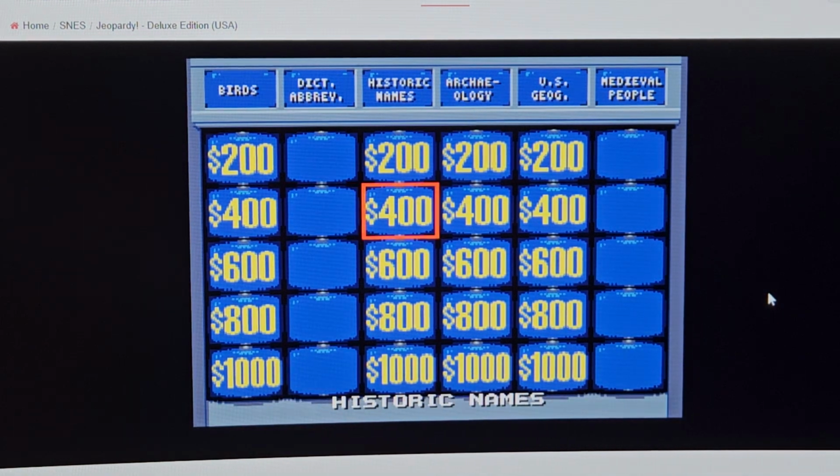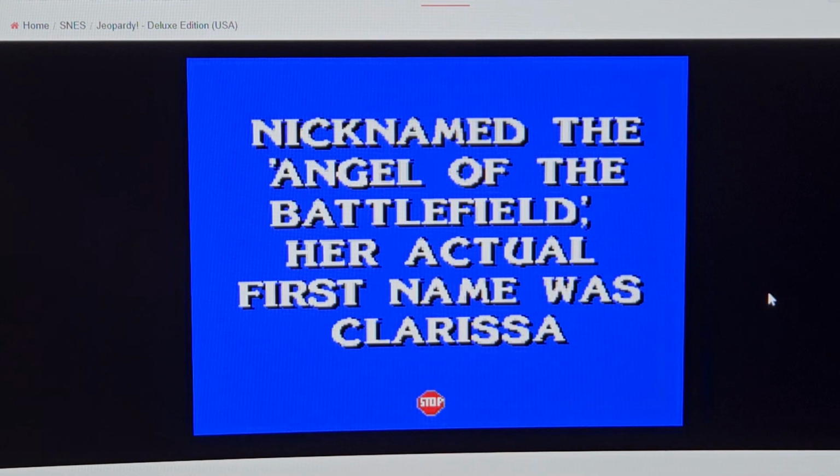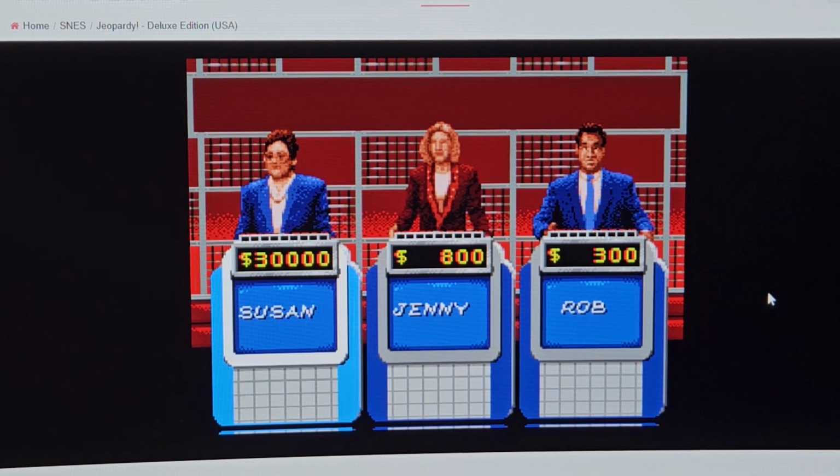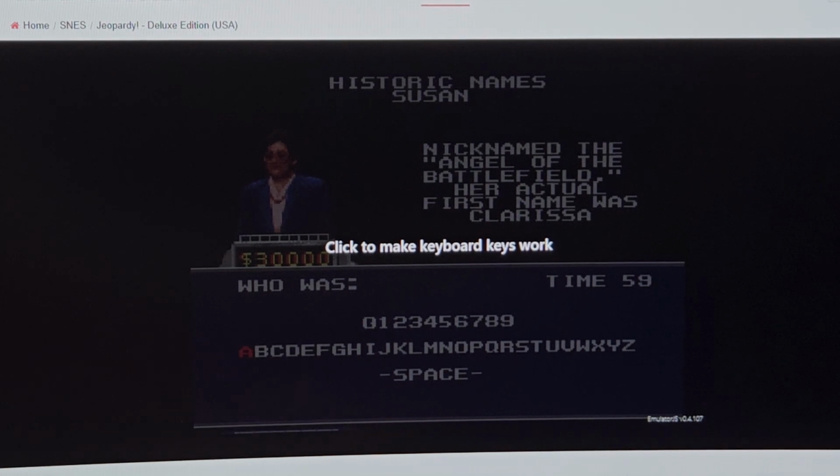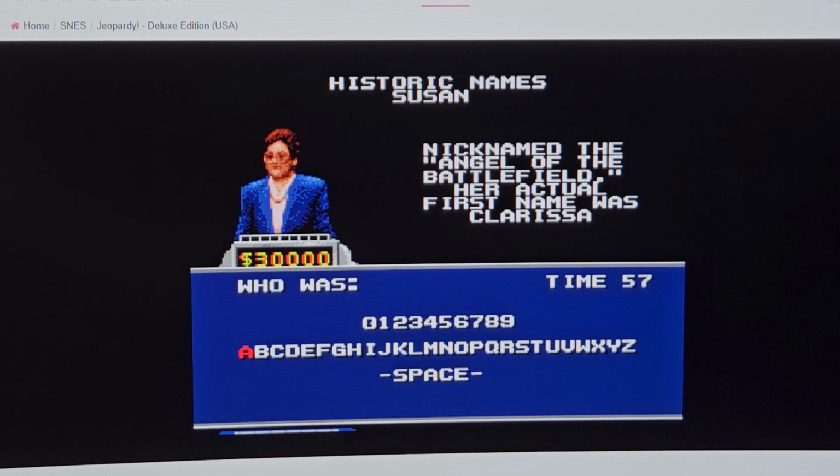Let's take historic names for 200. The answer is: nicknamed the Angel of the Battlefield, her actual first name was Clarissa. Who was Clara Barton?